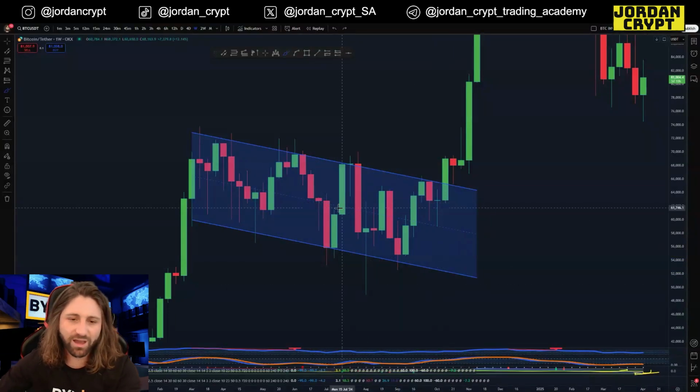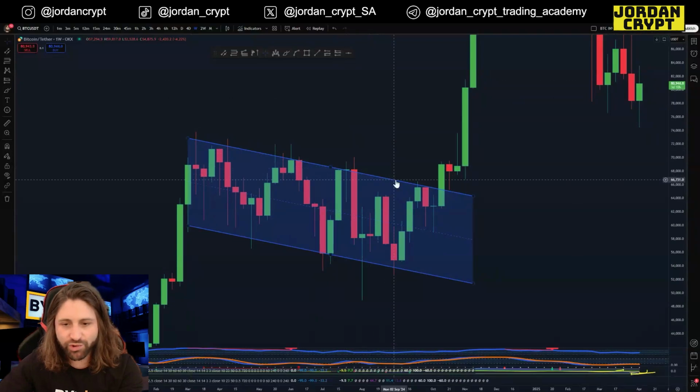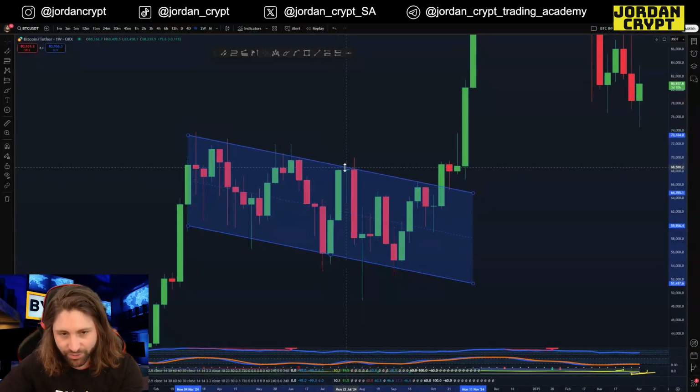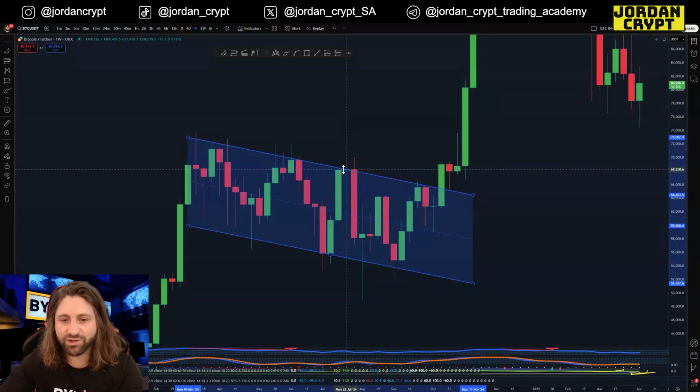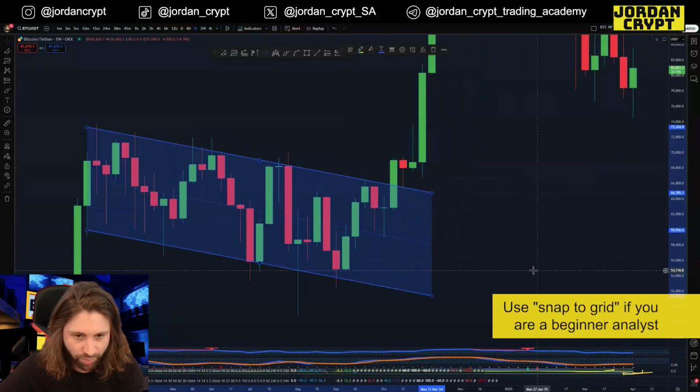One thing that you can use is the snap to grid function if you are new, and if you do struggle to find your exact levels, you can use snap to grid so that it helps you to align to the candle bodies or the wicks and give you your levels of most touch points.